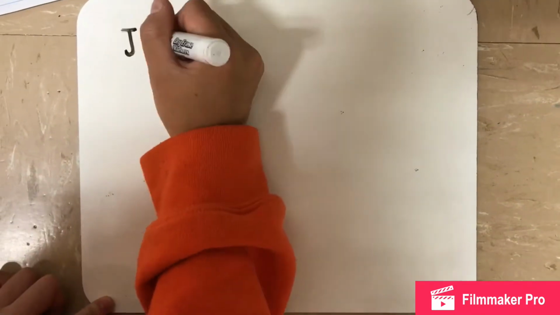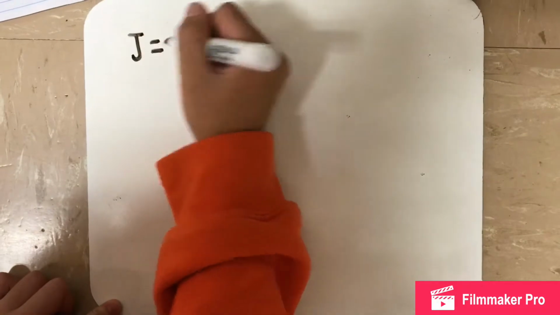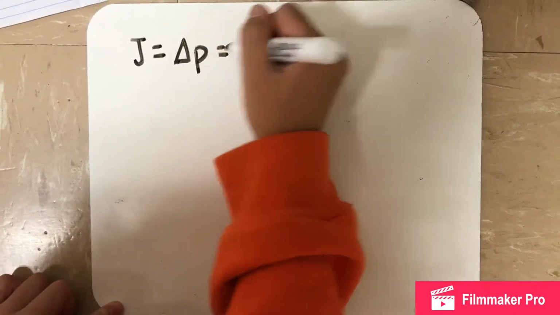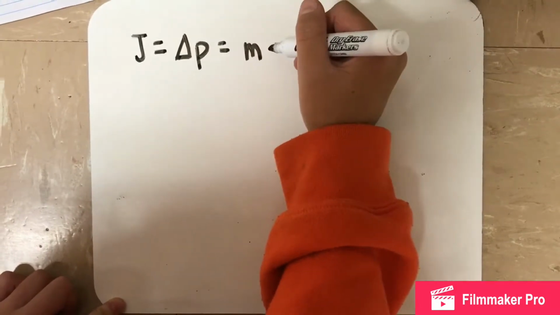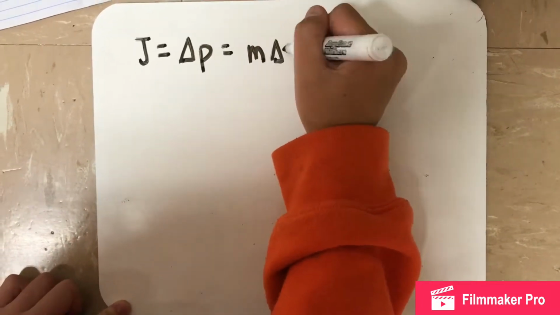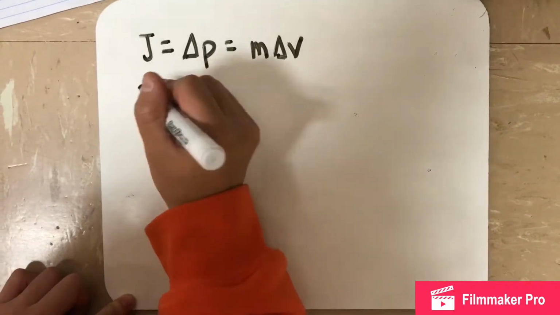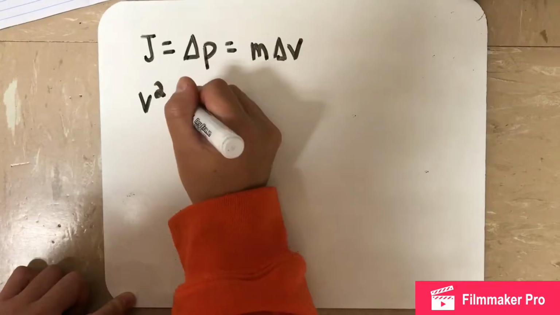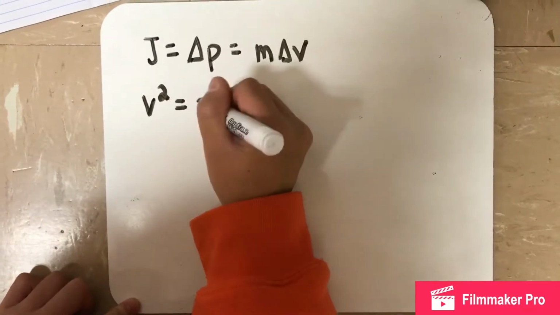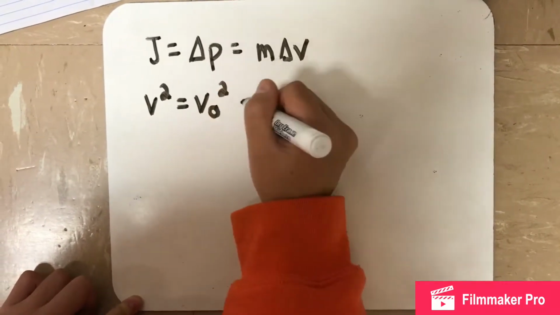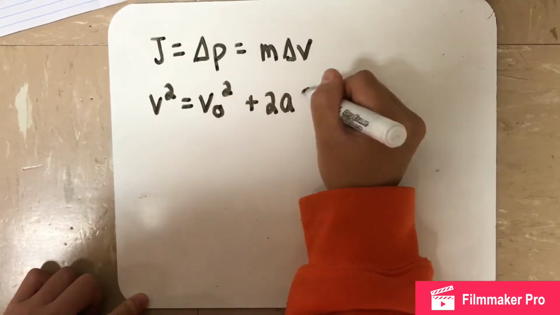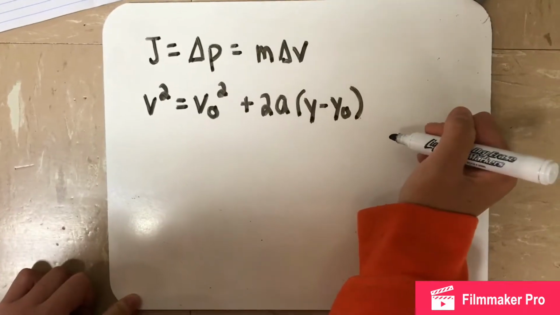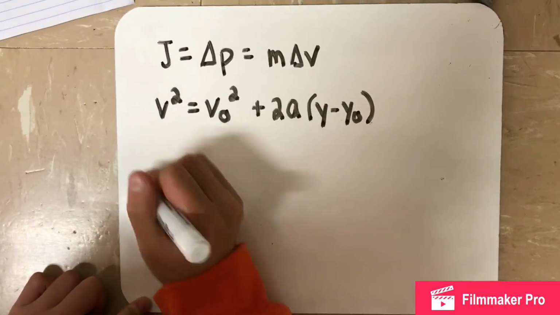So the equations we will be using are the one for impulse, which is represented by J, and that is the change in momentum. And so it would be J equals delta P equals m delta v. The next equation we will be using is one of the kinematics equations, v final squared equals v initial squared plus 2a times (y final minus y initial), and this we will be using to solve for the velocity.